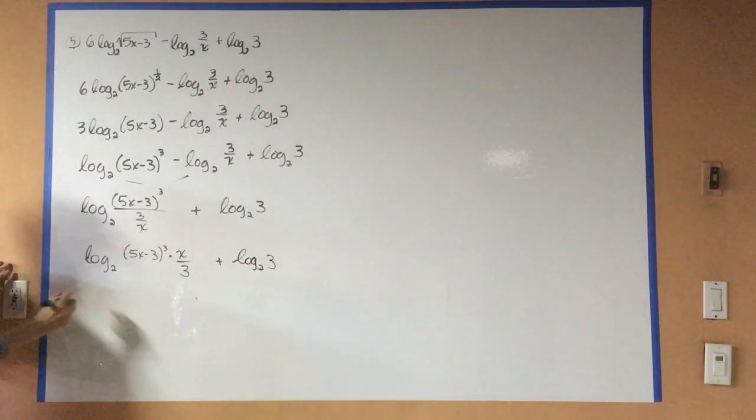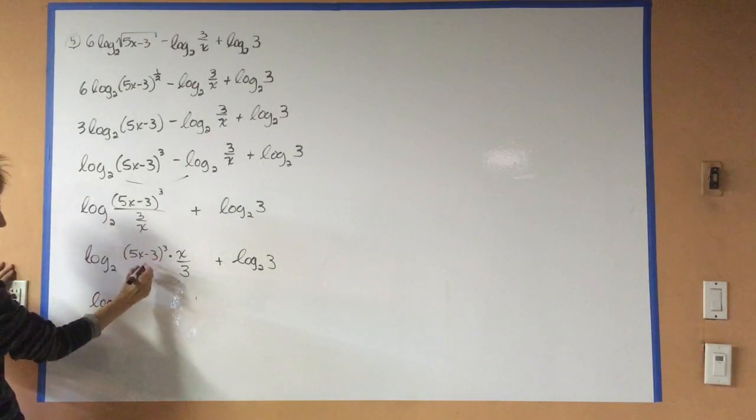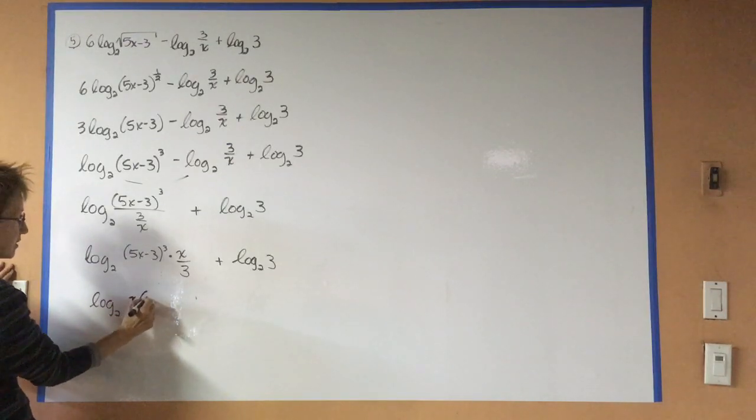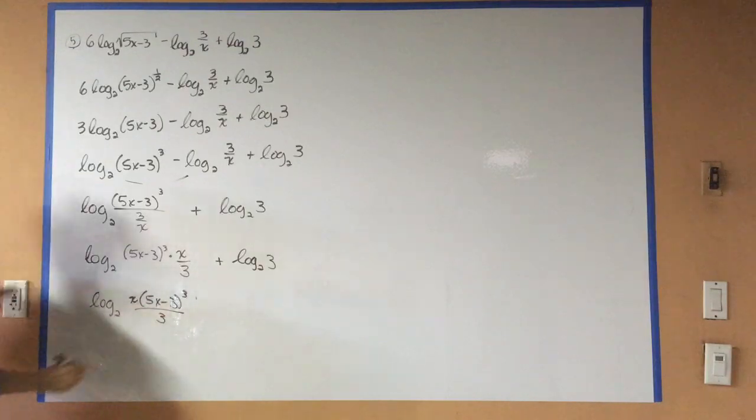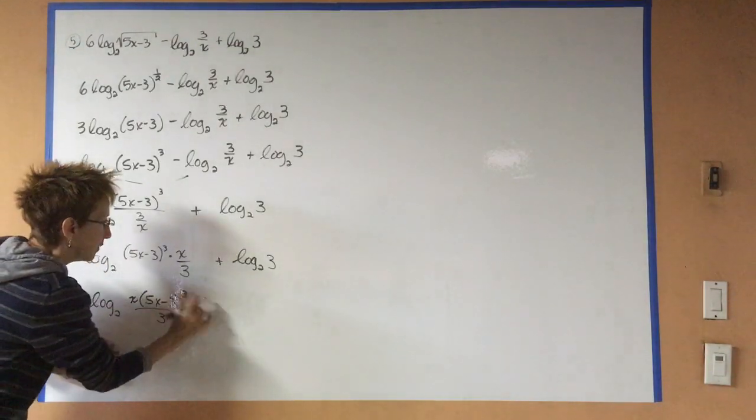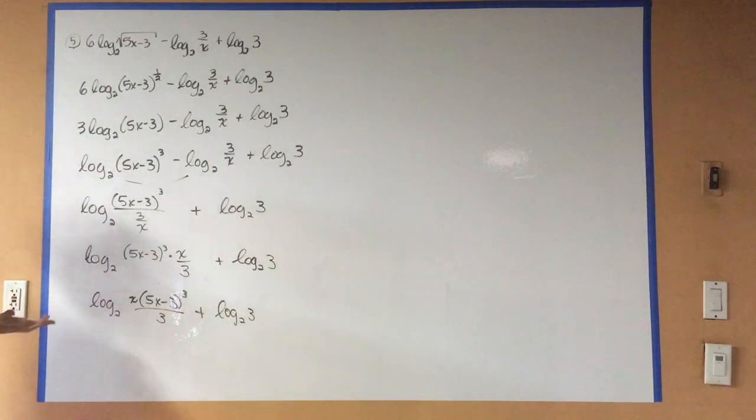This gives me log base 2 of, nothing cancels here, so I'm going to write it with the x first, x times (5x minus 3) cubed over 3. So that's what I get for the first argument of my log, but I still have plus log base 2 of 3. And now what do I do?